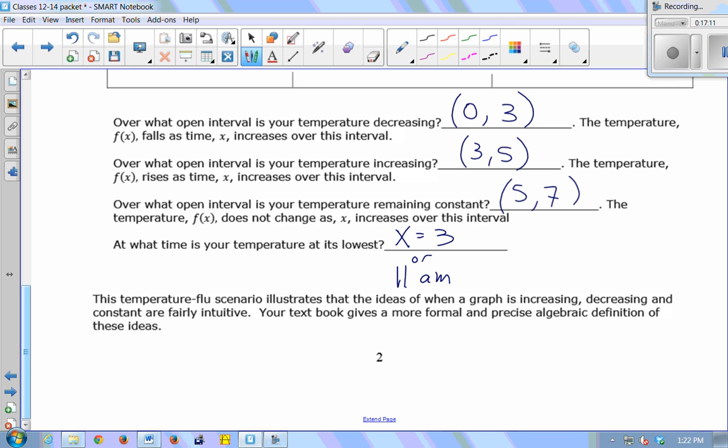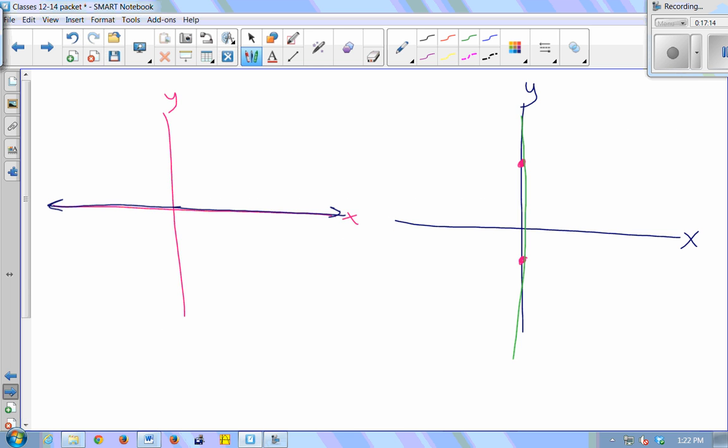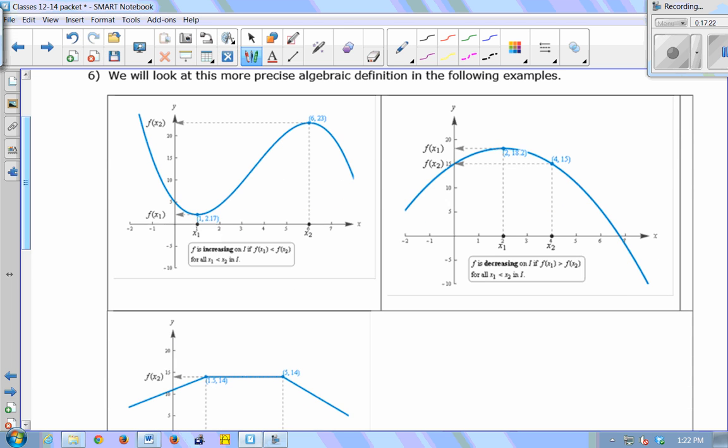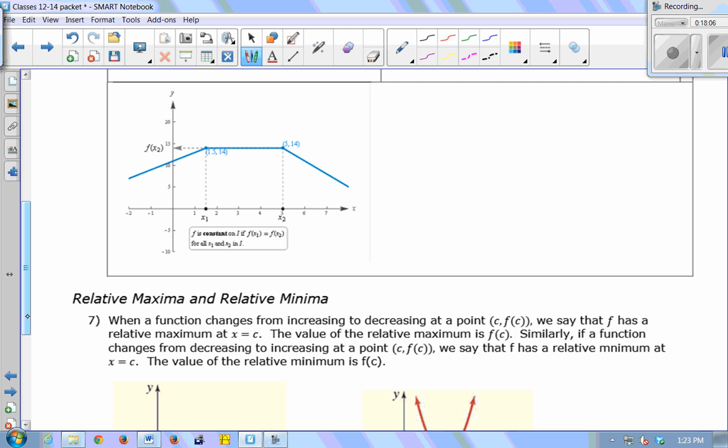So this illustrates the ideas of when a graph is increasing, decreasing, and constant. They're fairly intuitive. Here's a more precise definition. So f is increasing if f of x1 is less than f of x2 whenever x1 is less than x2. So here's an x1, here's an x2, x1 is smaller than x2. And f of x1, which is the y value, is smaller than f of x2, the other y value. So from here to here, the function's increasing. Visually, you can just look at it, and if it's rising from left to right, the function is increasing. If the function is falling from left to right, we say that's decreasing. And if the function is flat, it's constant.